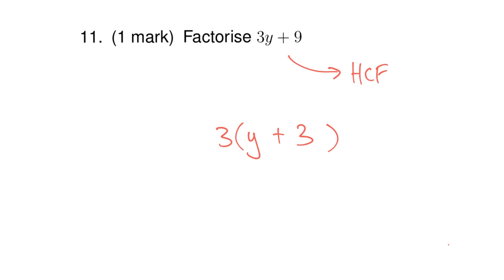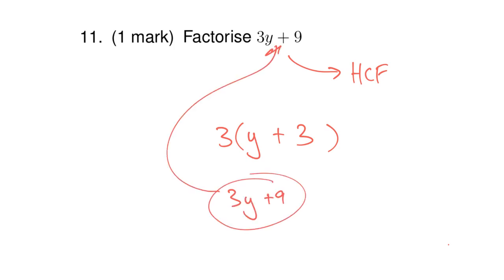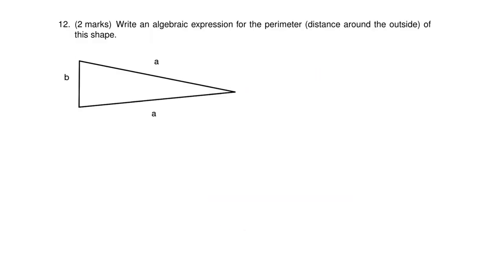That is my factorization. I can check it by doing the reverse and actually doing the expansion. So multiply 3 times y, multiply 3 times 3, and let's do that. So if I expand that, I get 3y plus 9, which happens to be the same thing as what I started with, so that's awesome. So our answer is this, 3 outside of y plus 3.